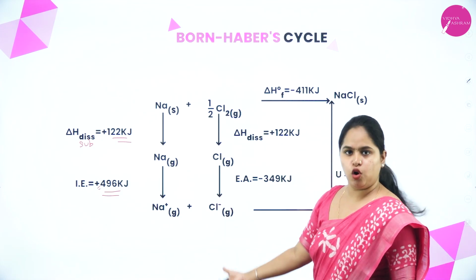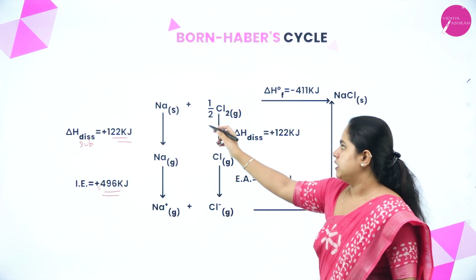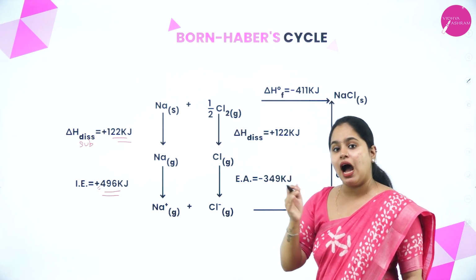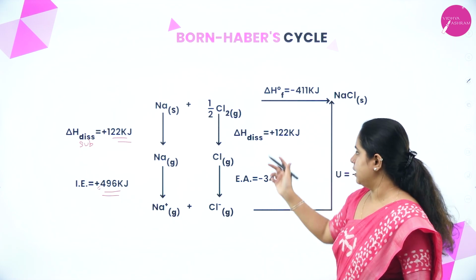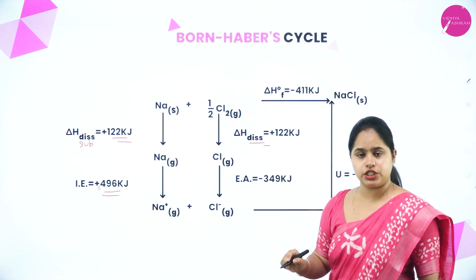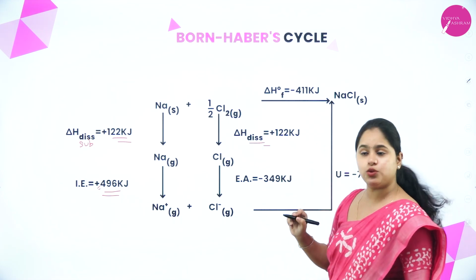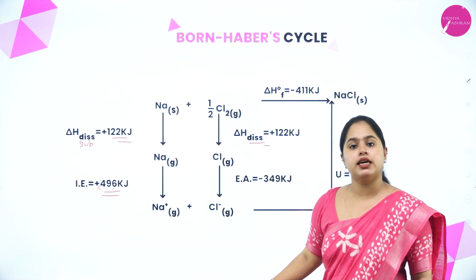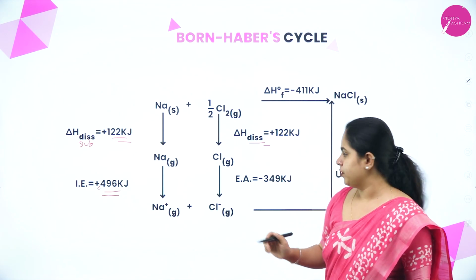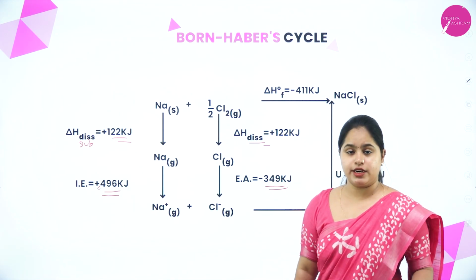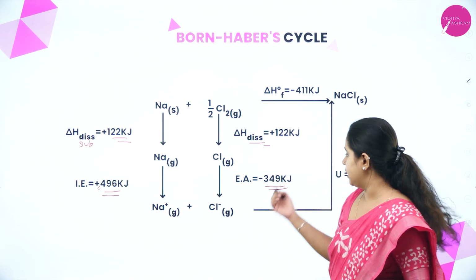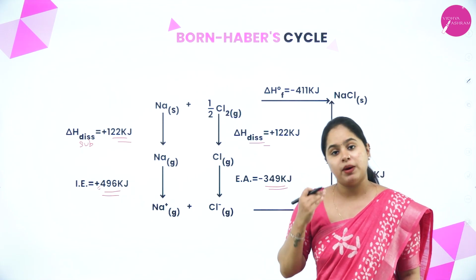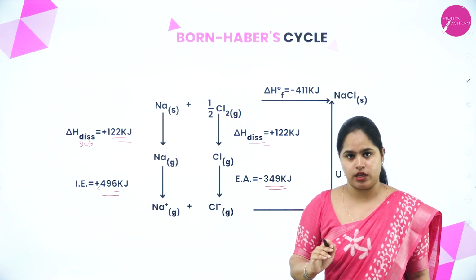Now, coming to the chlorine part, we can see the chlorine gas is getting converted into Cl atom. That was the first step here, which is called dissociation. The dissociation energy is 122 kilojoule. And from Cl gas, it is getting converted into Cl minus ion, which is called electron affinity or electron gain enthalpy. The energy associated is minus 349 kilojoule. Minus, why? Because it is an exothermic process.